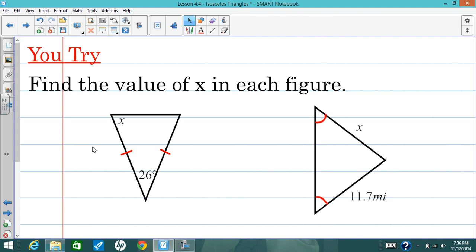Go ahead and use your information about isosceles triangles. Answer these two you-try questions. Find the value of X.